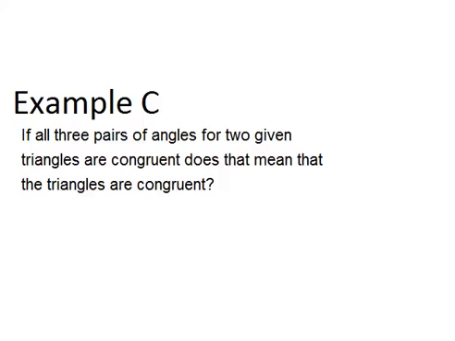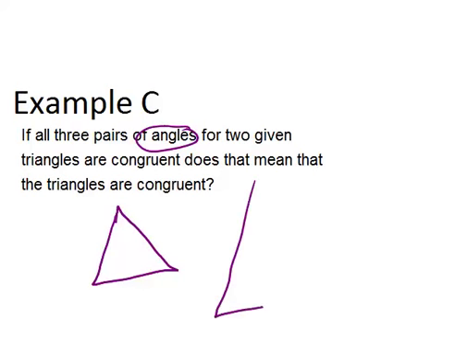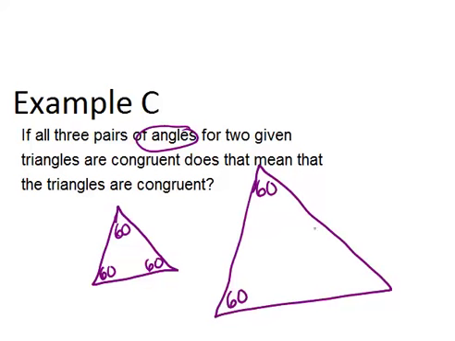Looking at example C, this one says, if all three pairs of angles for two given triangles are congruent, does that mean that the triangles are congruent? So let's think about that. What if we had two equilateral triangles? Now you should remember equilateral triangles have the property that all three angles are 60 degrees each. And that's because an equilateral triangle has to have all three angles the same, and in order to add up to 180 degrees, they each have to be 60. Now, that means any equilateral triangle will have all three angles 60 degrees.